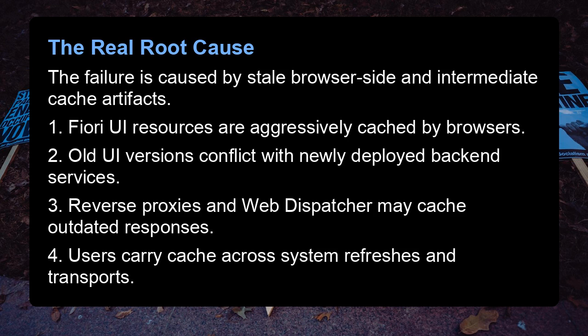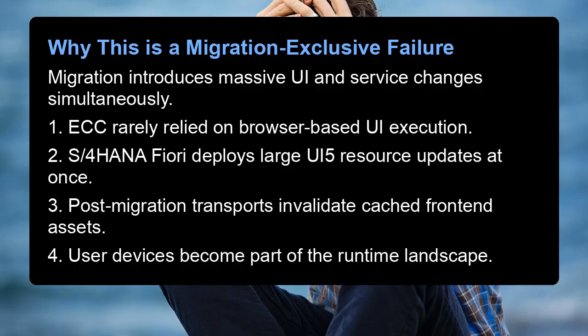1. Fiori UI resources are aggressively cached by browsers. 2. Old UI versions conflict with newly deployed backend services. 3. Reverse proxies and web dispatcher may cache outdated responses. 4. Users carry cache across system refreshes and transports. Why is this a migration-exclusive failure?